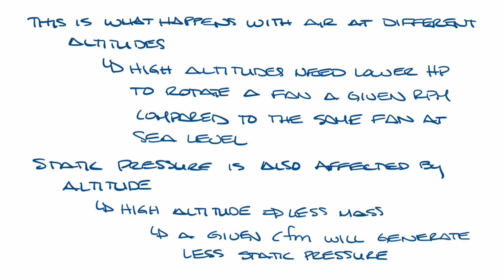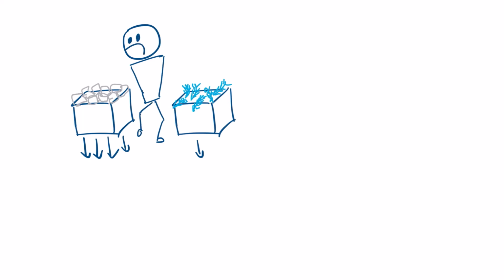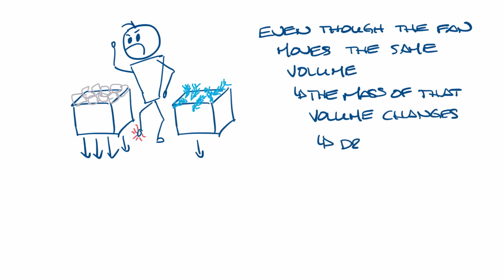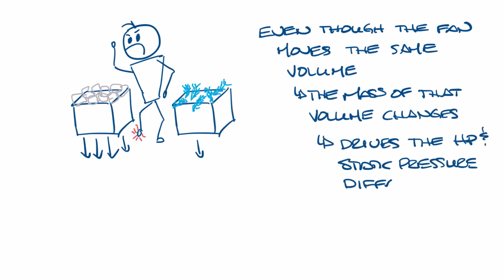Let's move this up. If I go back to my rock and feathers example from a few videos ago, it's easy to imagine that the cubic foot of rocks will put more pressure on you than the cubic foot of feathers, if, say, someone put it on your foot. So even though the fan moves the same volume, the mass of that volume changes, and that's what drives the horsepower and static pressure differences. So let's move this over.